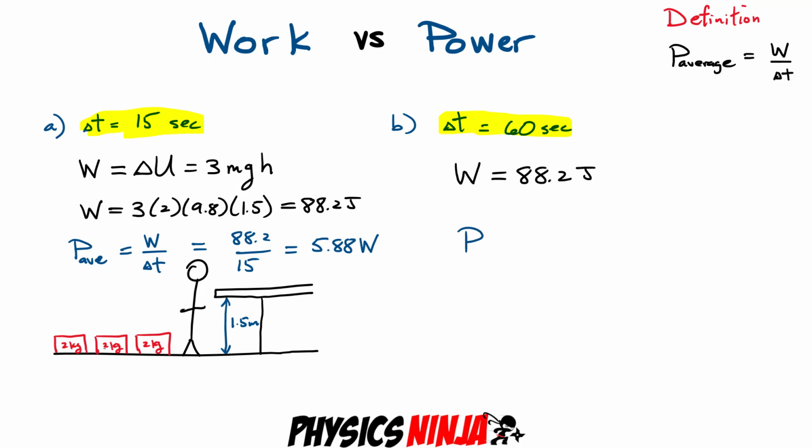Now, how about case number 2? I'm taking longer, right? So I do the same amount of work, 88.2 joules, and I divide that now by 60 seconds. I've changed this amount of energy, but I did it over a longer period of time. So the power is going to be smaller. In this case, I get 1.47 watts. So this is a simple example of how you can see how time, work, and power are linked together.